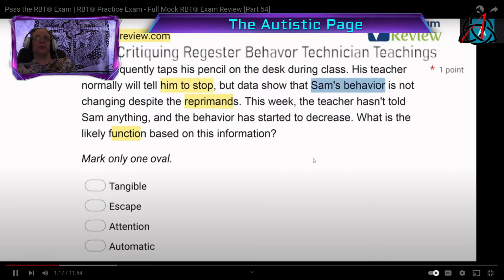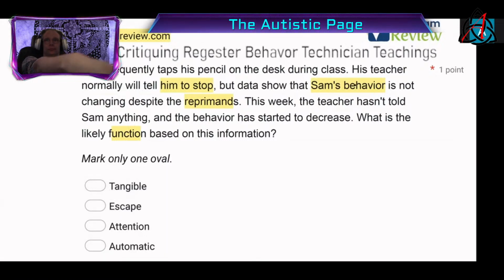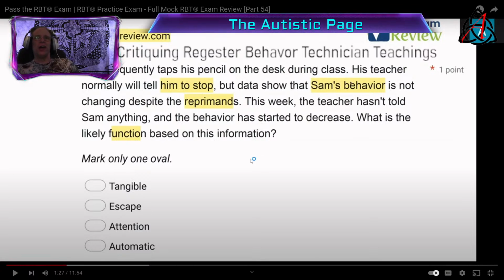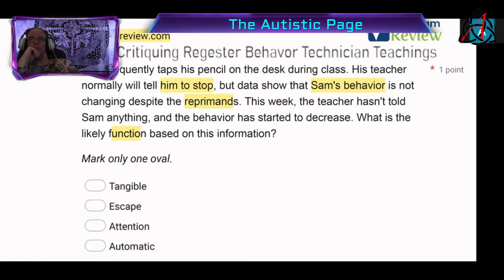Effect on Sam's behavior. So, meaning, Sam is continuing to tap his pencil. He might have found a better stim. He might be chewing gum. Despite being told to stop. So, we automatically do not assume that this child is being a jerk on purpose, just because they can. The explanation says the behavior isn't changing. It's safe to assume that the reprimands are at least maintaining Sam's behavior.